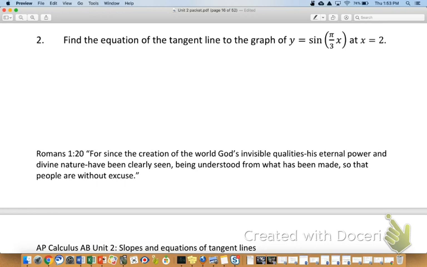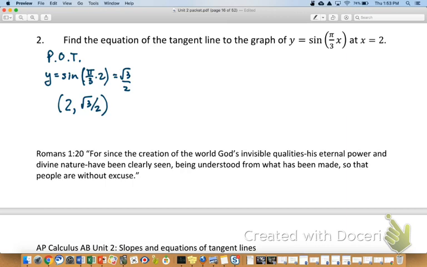So I'm going to say point of tangency over here. Wouldn't that just be y equals sine of pi over 3 times 2? Just plug in the x value. So it comes down to sine of 2 pi over 3. What is that? Root 3 over 2. Good. So my point of tangency is 2 comma root 3 over 2.